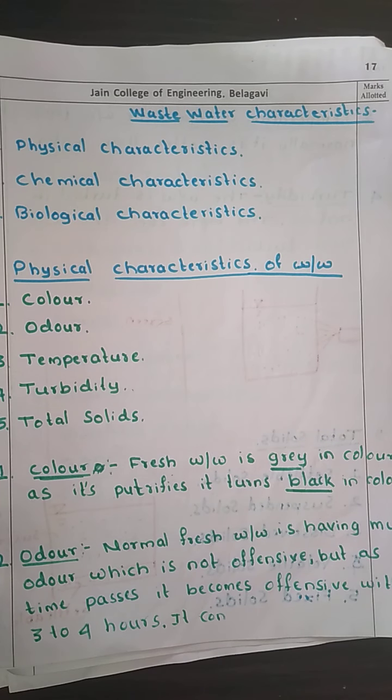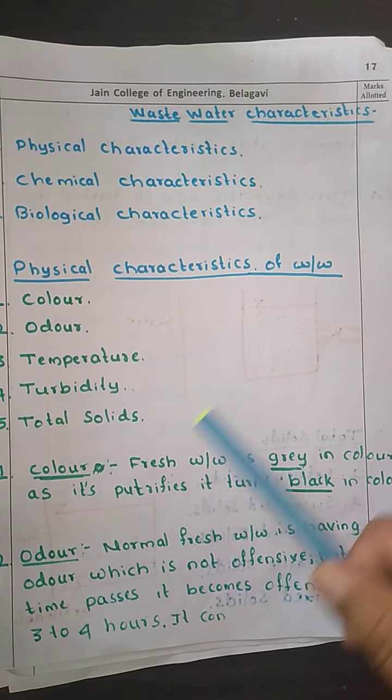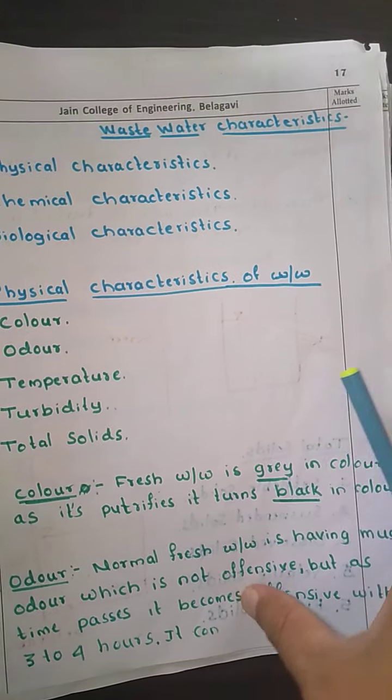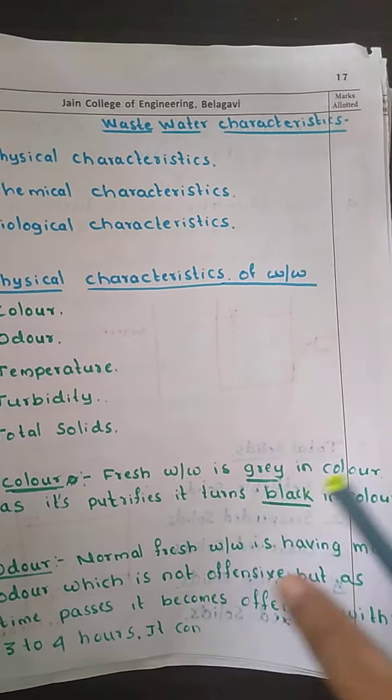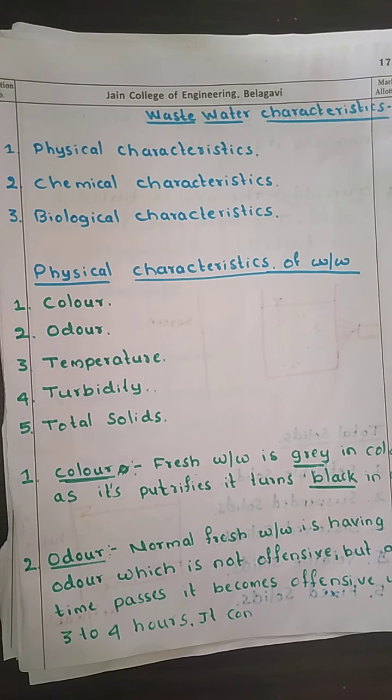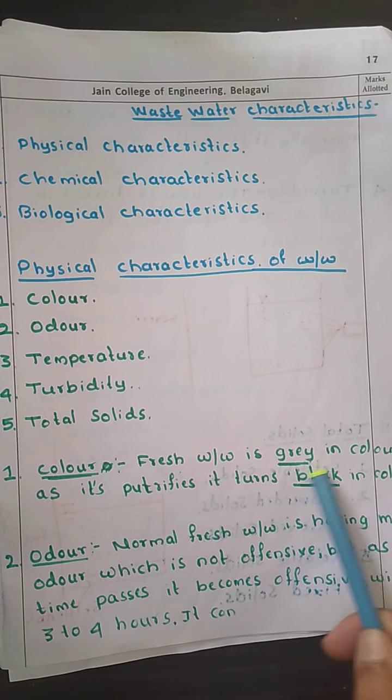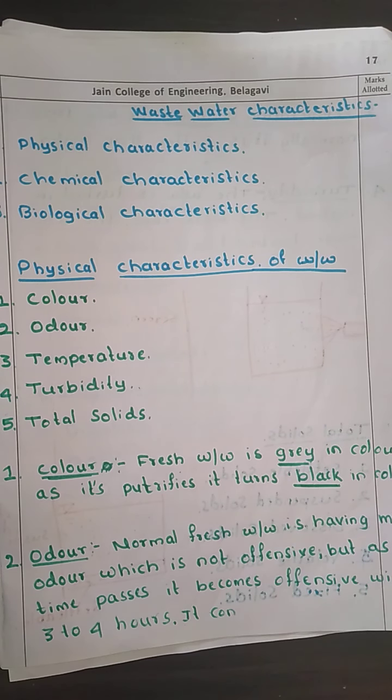That is, the first wastewater characteristic is color. Okay, now normally how will drinking water be? The drinking water will be colorless, but how will wastewater be? The fresh wastewater, or we call it sewage, when it comes out, it will normally be gray in color. Okay, when the sewage is fresh, normally it will be gray in color.